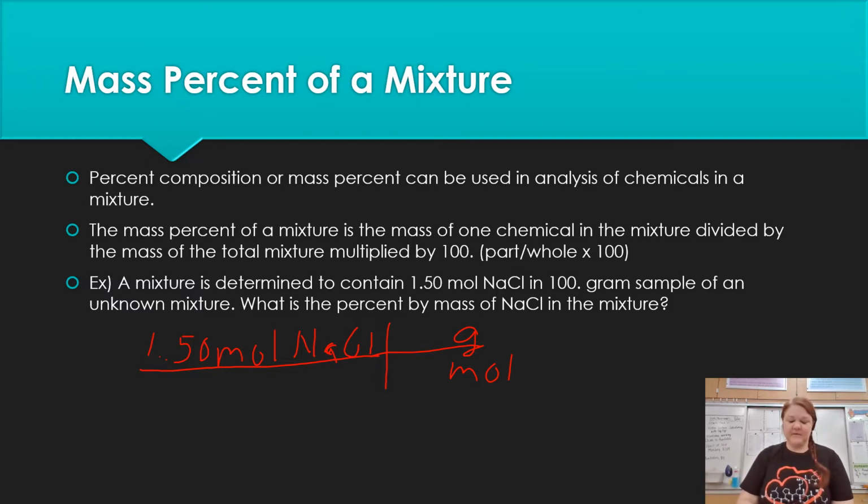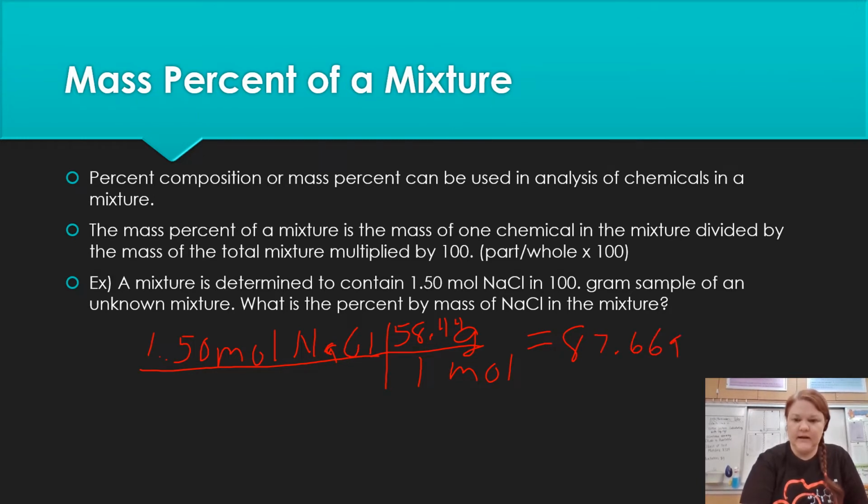The mass of sodium is 22.99. The mass of chlorine is 35.45. If we add each of those together, since there's one of each, we get 58.44 grams. And it's a molar mass, so it's grams per mole, or grams in 1 mole. If I then multiply that by 1.5, we get 87.66 grams of sodium chloride in our mixture here.